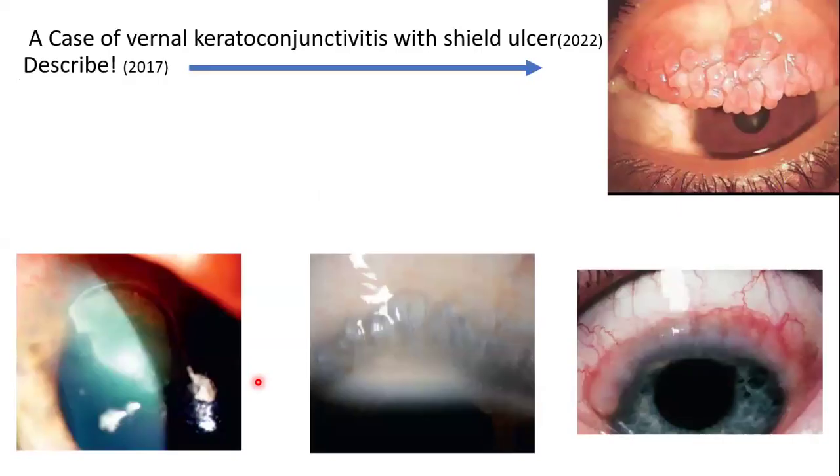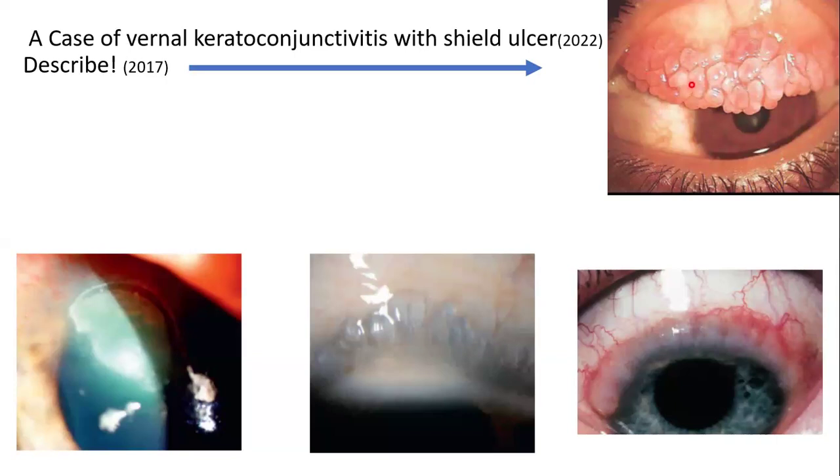Okay, coming to this nice case, a case of vernal conjunctivitis with shield ulcer that came in 2022. And in 2017, they had a picture like this, and the examiner told the candidate to describe. Anyone can describe this for me? This is the picture of the anterior segment and eversion of a lid. There are giant papillae seen at the palpebral conjunctiva. Okay. Any specific name for this type of papillae?